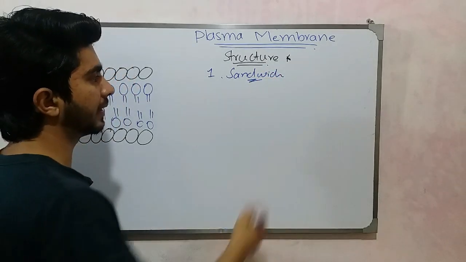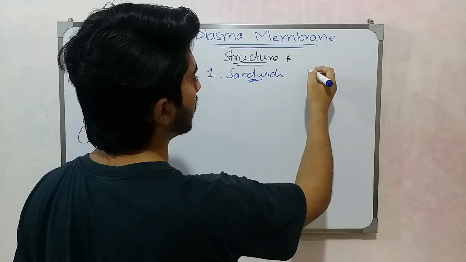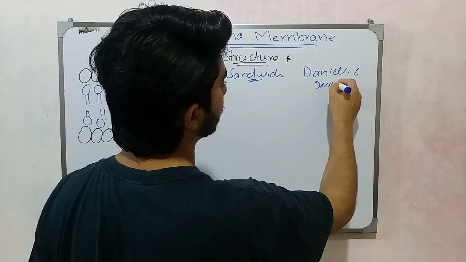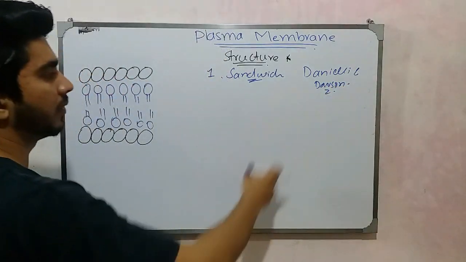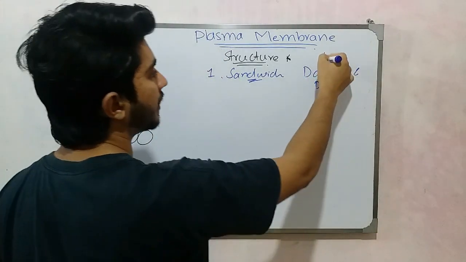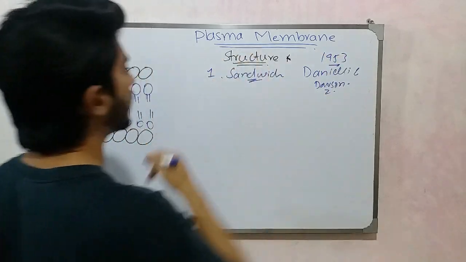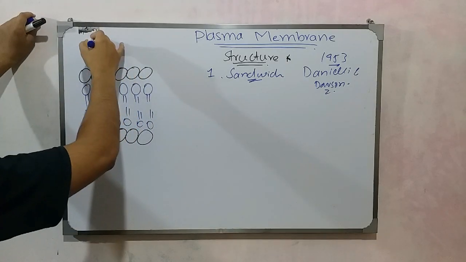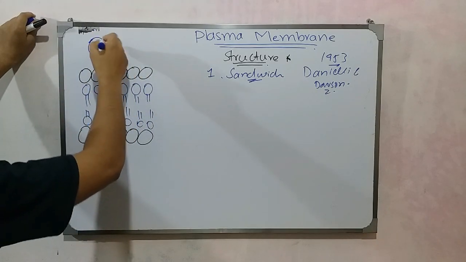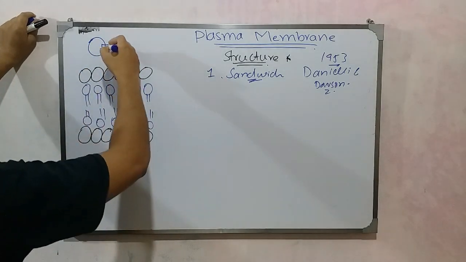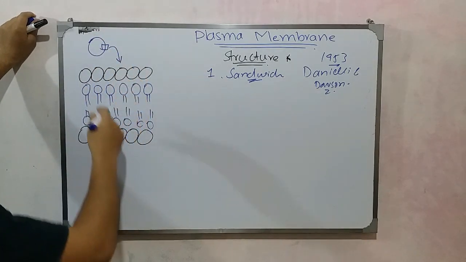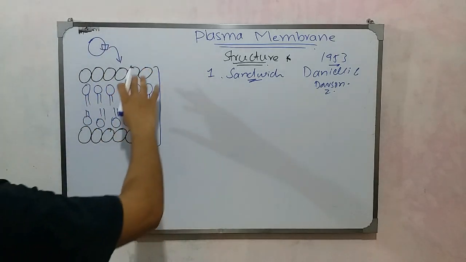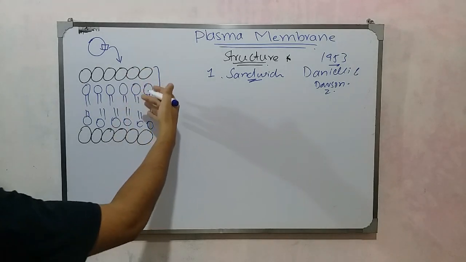According to the sandwich model, given by Danielli and Davson, both of these scientists did the main work in 1953 on the structure of the plasma membrane. They told us about this cell, which consists of the plasma membrane or the cell membrane, and we are going to explore it. This consists of this structure, and this structure consists of two structures in it.